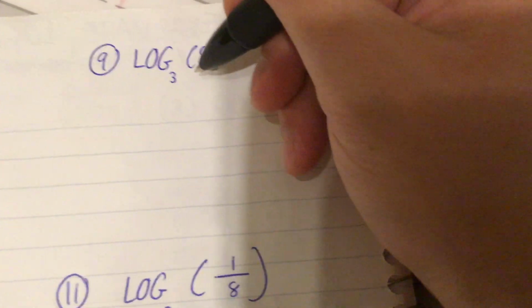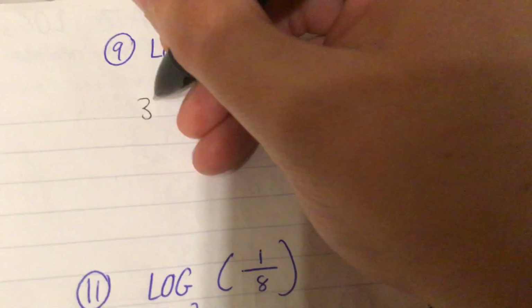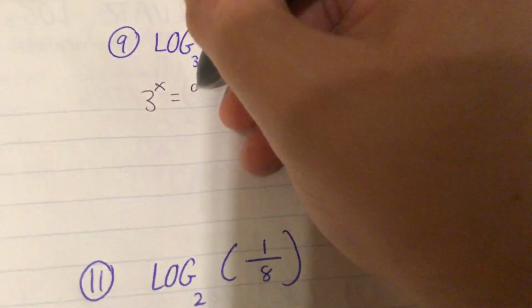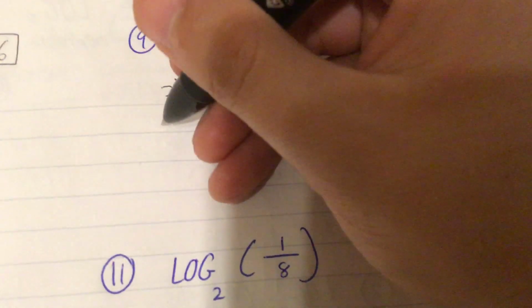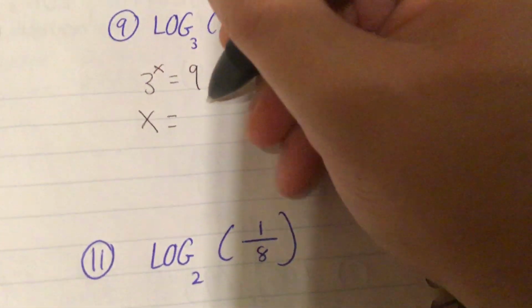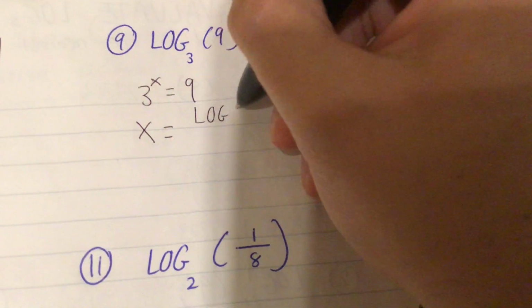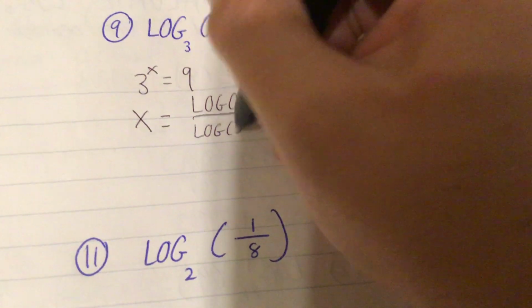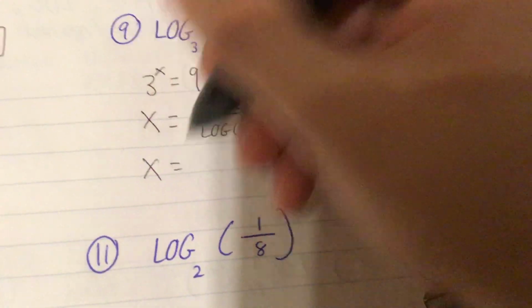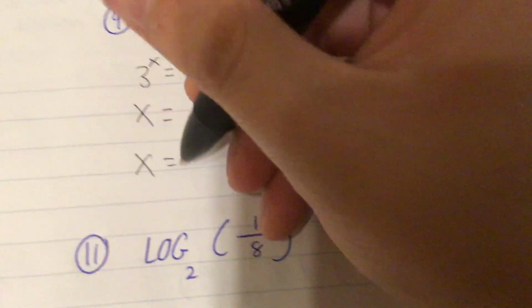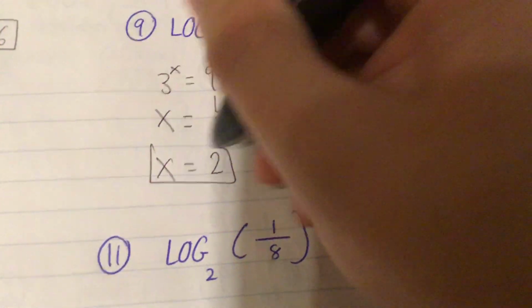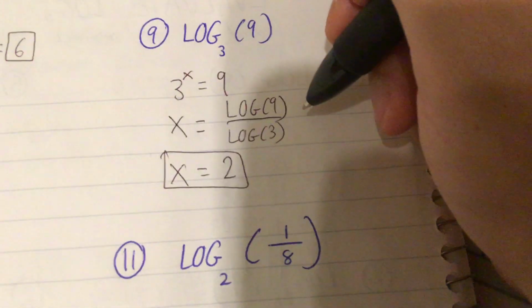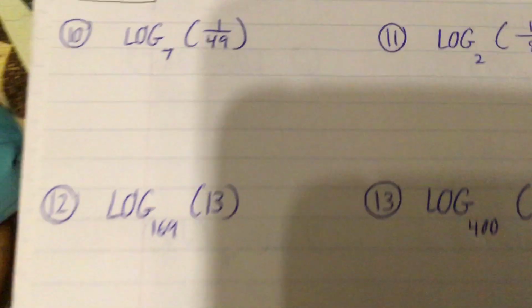And of course, number 9, 3 to the x power is 9. So I can rewrite this as log of 9 over log of 3. Or, you guys know this already, 3 to what power is 9? That would be 2. But that's how you would do it with the logarithm in case you're unsure.